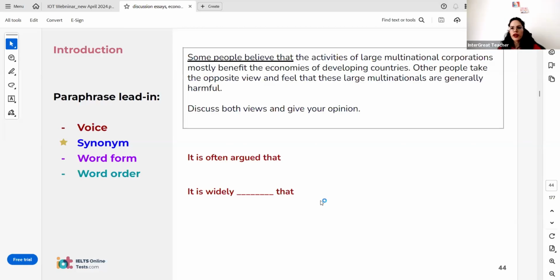I can also say, it is widely believed that, it is commonly suggested that. See, you can start your introduction with any of these or anything else that you want. These are just 3 suggestions, right? So instead of saying some people believe that, I can say it is often argued that, it is widely believed that, it is commonly suggested that.